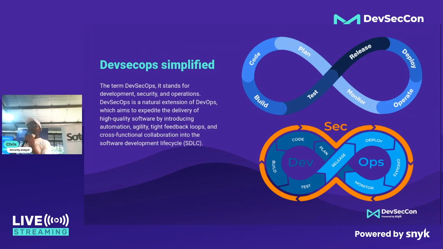Use things like Kibana and Grafana to monitor your deployment. Then the operation, basically, you're looking at how the app is operating. Is it operating as it should be?